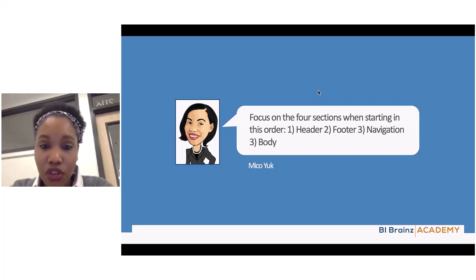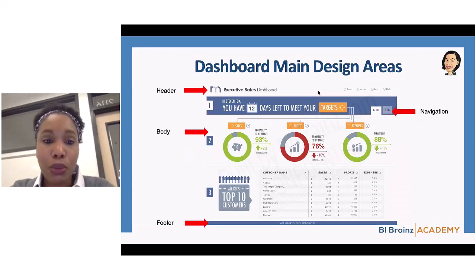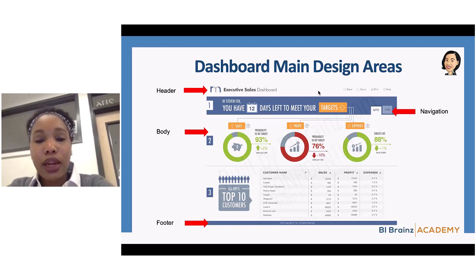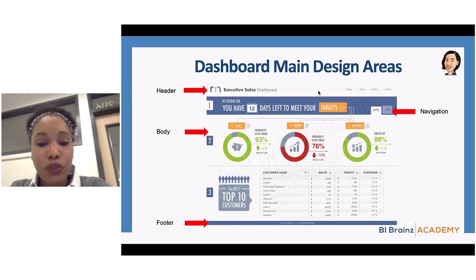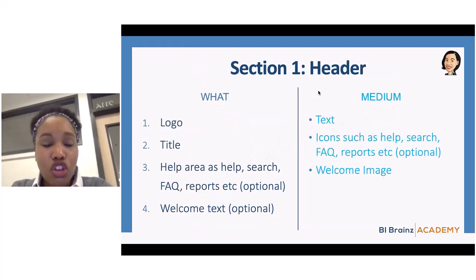So the 4 sections when starting is first you have your header, then you have your footer, then you have your navigation, and then your body. Those are the 4, and you build them in that order. So what do I mean by this? So let's look at this example of a dashboard. So you see on the top, you have your header, right? In the middle, you have your body. Then on the left, you have your navigation. I'm sorry, you have your header, your navigation, you have your body, and you see you have your footer.